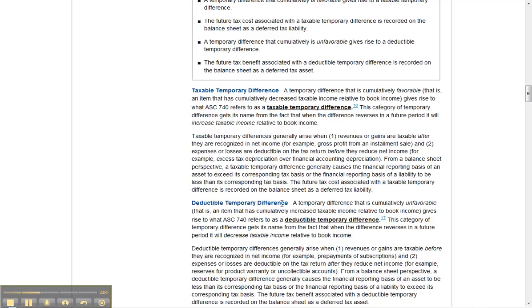Deductible temporary differences are amounts that were unfavorable this year, so they added to taxable income this year, but they will reduce taxable income in the future. So they're said to be deductible temporary differences. So unfavorable temporary differences this year give rise to deductible temporary differences in the future.